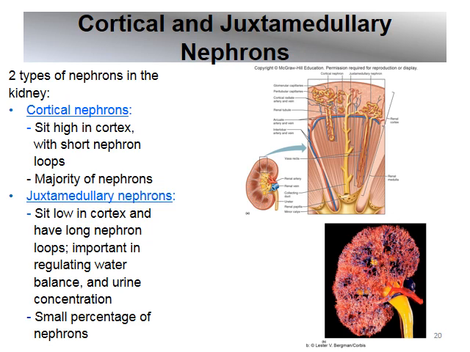Okay, so the cortical and juxtamedullary nephrons, again, this is a slide that you don't need to know. We're not going to differentiate between the two types of nephrons, so you can go ahead and cross out slide number 20.